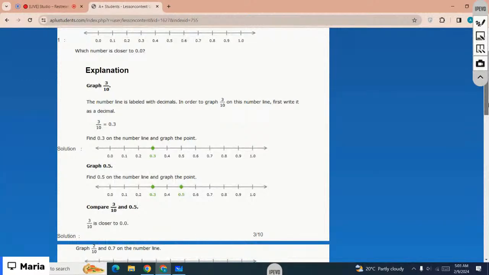So 0.3 and 0.5, here is the number line that has 0.3 and 0.5. You need to see which one is closer to 0. So 0.3 is closer to 0. That means 3 by 10 is closer to 0. Got it? Let's go on with the test questions.